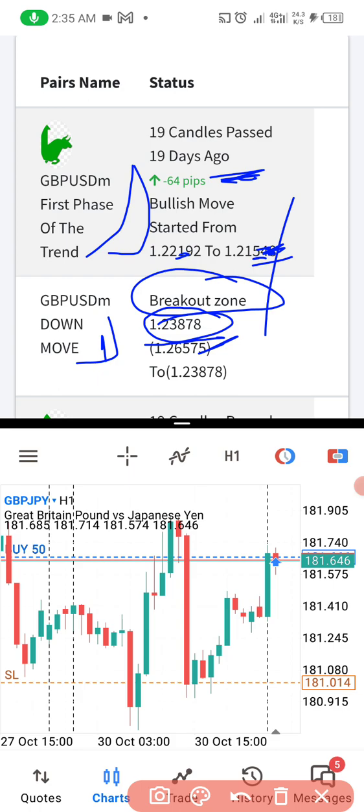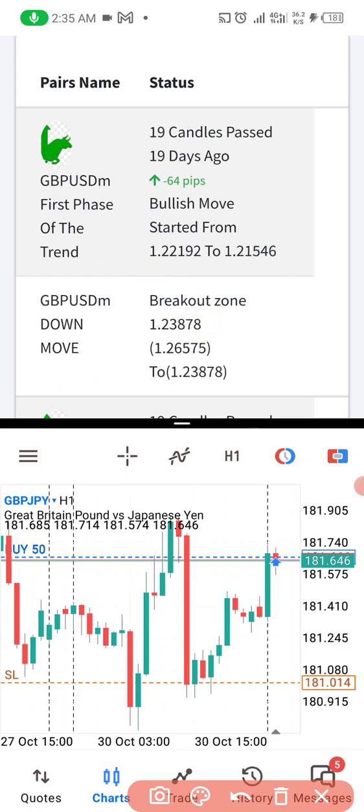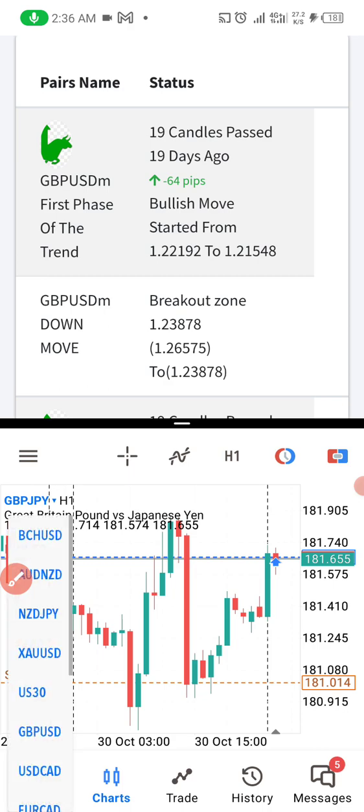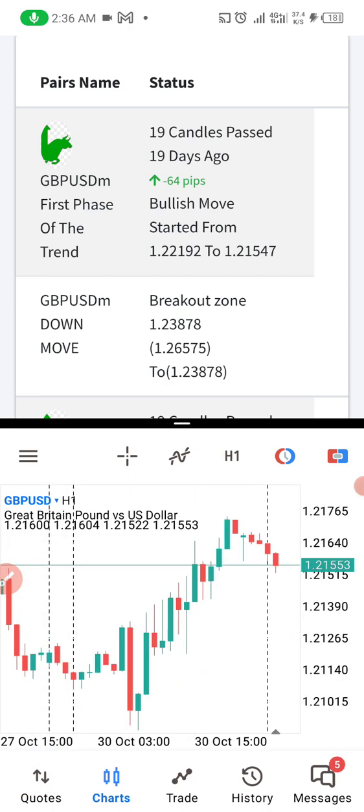Price is still below this breakout zone, meaning that if you plot this now, this is your A, this is your B. If you plot it on the chart now, you'll see something like this, a slant move like this, meaning that it has not broken this zone yet. So let's go to GBP USD and let me explain this to you so that you'll be able to see what I'm talking about. Now this is GBP USD.